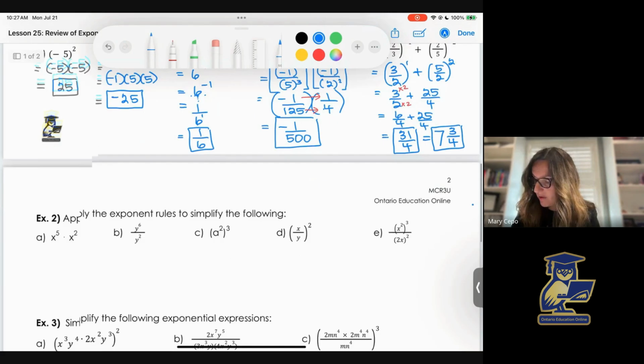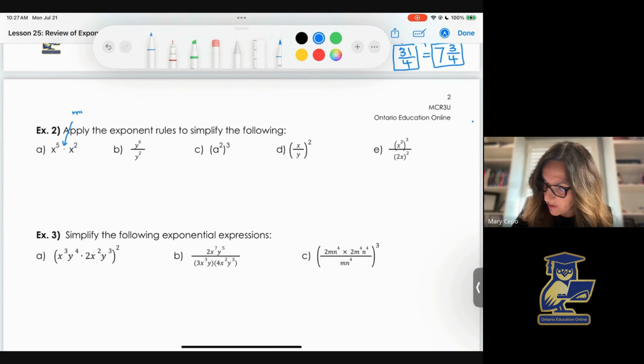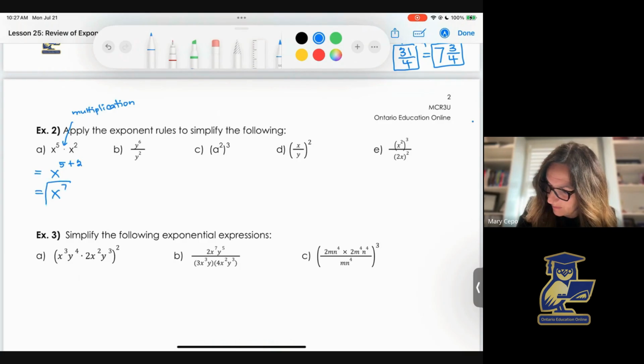Okay, moving on, we have: apply the exponent rules to simplify the following. Notice the bases are not numbers, they are variables, but you still apply the exponent rules the exact same way. When you're multiplying two powers with the same base, in this case, both are x's, we're multiplying them, reminding ourselves that the dot means multiplication. We use that often because if we had an x in there, it'd be confusing with the powers. So in this case, we keep the base, add the exponents, 5 plus 2. That becomes x to the power of 7.